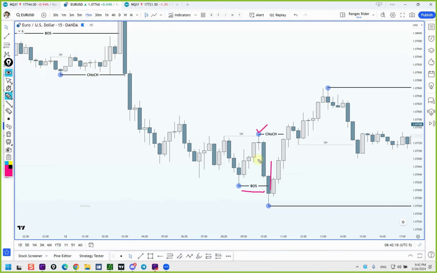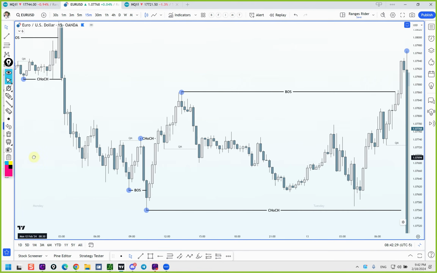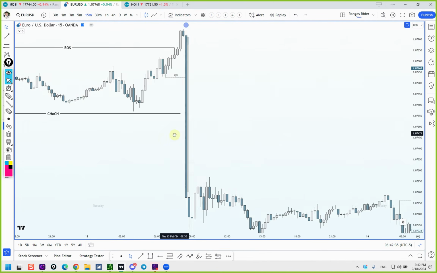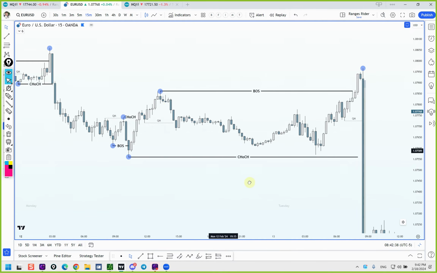But we don't have a QM. Once we got the change of character, this turned into the QM. So we have the range from here to here, but we already turned bullish. I don't know if this is intermediate or advanced stuff for you, but this is how we mark the structure, and we quickly finish this.